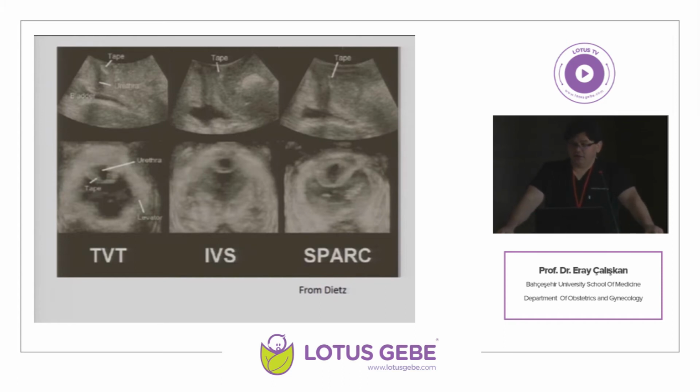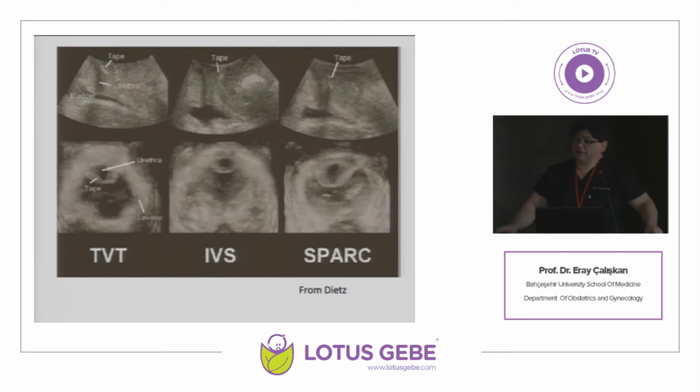If you place it near to the bladder, you will have voiding dysfunctions. The patient may have urgency, de novo urgency, or if it's too tight and dislocating the urethra upwards, you might face inability to void.